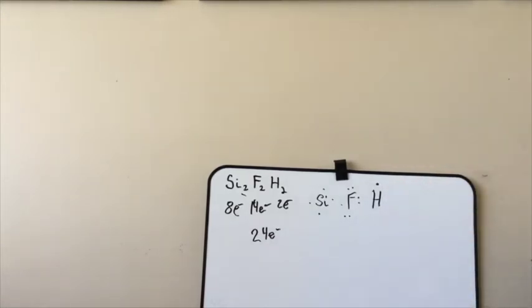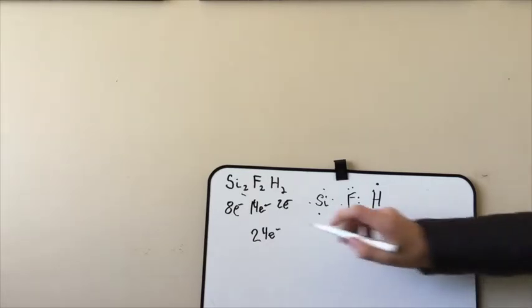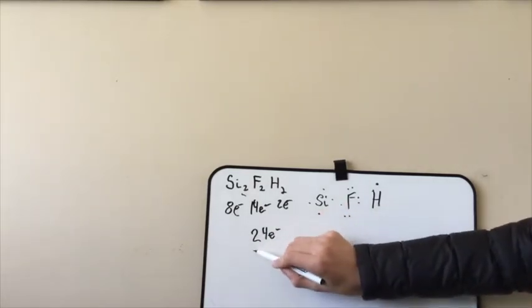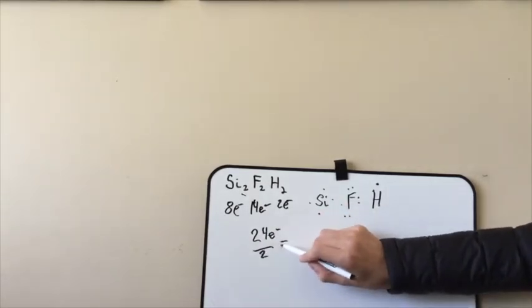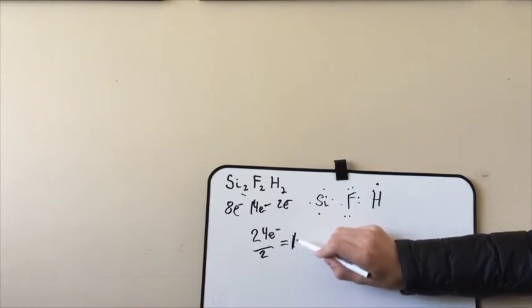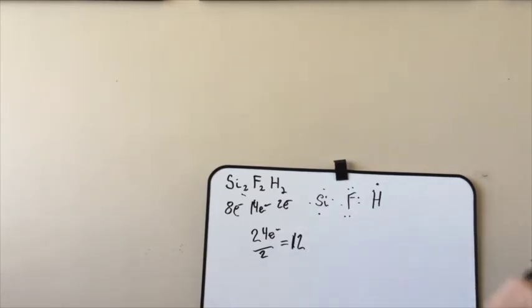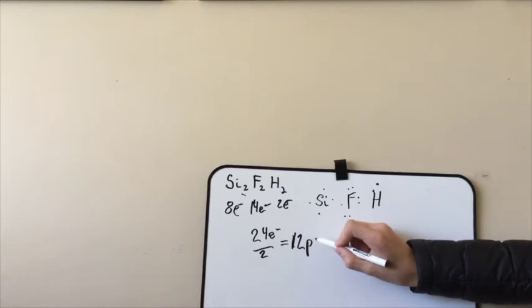The next thing that we have to do is find the total number of bonds that we're going to be working with. The way we do this is we find the total number of valence electrons and divide that by 2. In this case it would be 12, because 24 divided by 2. That's the total number of pairs that we're going to be working with.